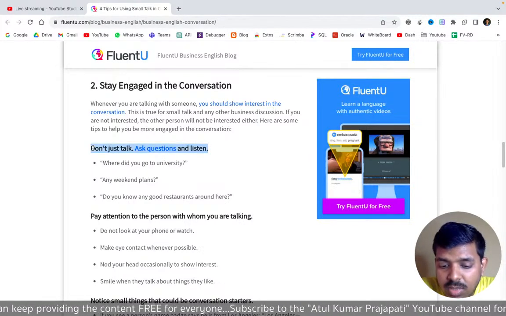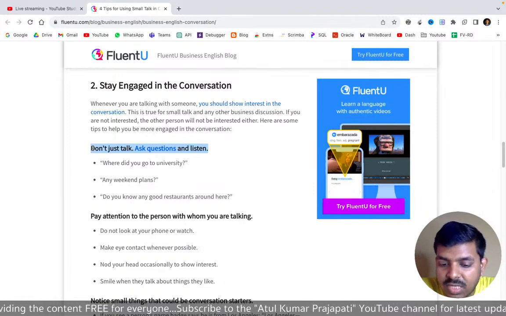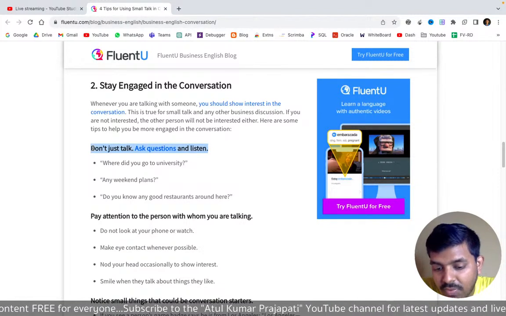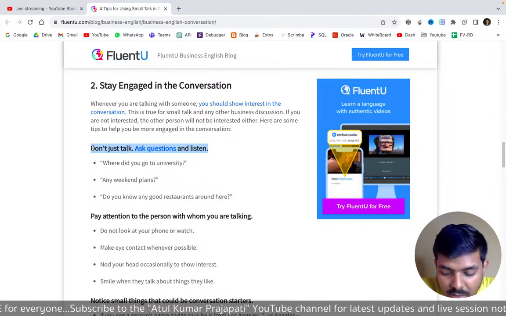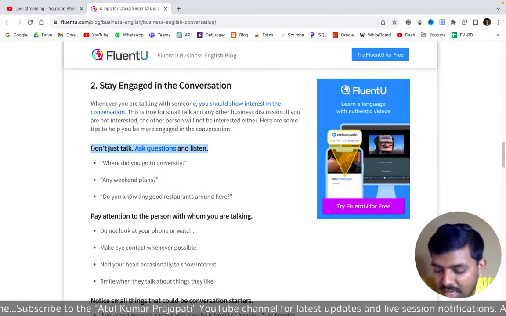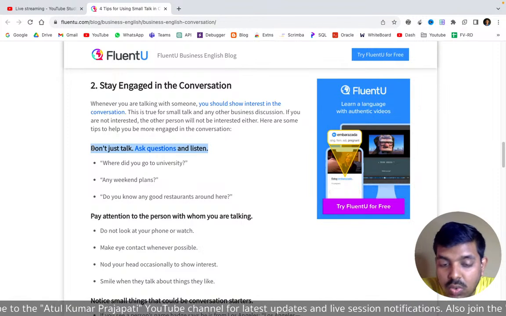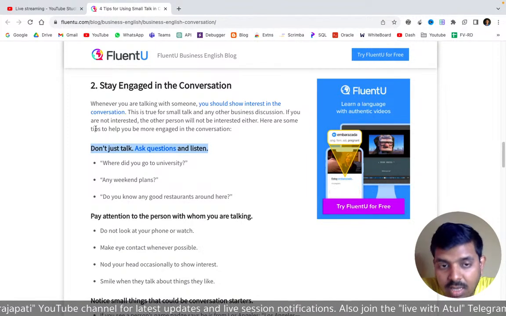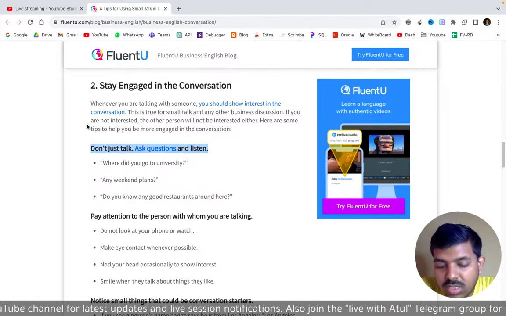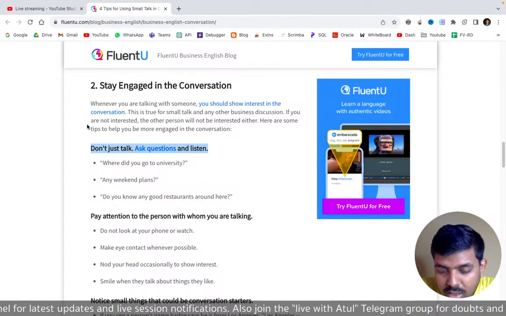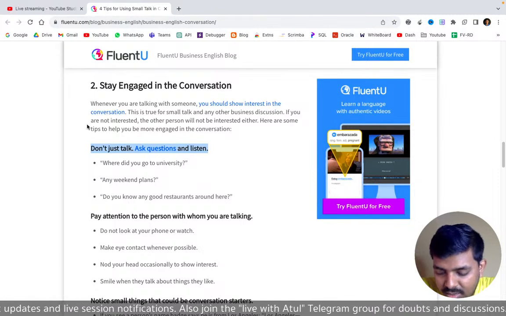So it is not just about you having initiated the conversation and now you are the sole runner of the conversation. That becomes a monologue in which you just keep on speaking and you're not paying attention to the gestures of the other person, to the reactions of the other person. So what the author is trying to say here is that don't just talk, ask questions and listen.